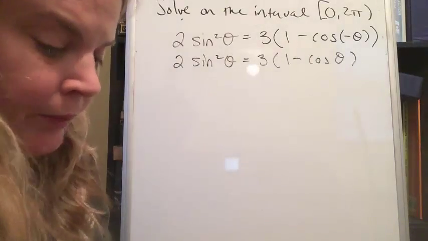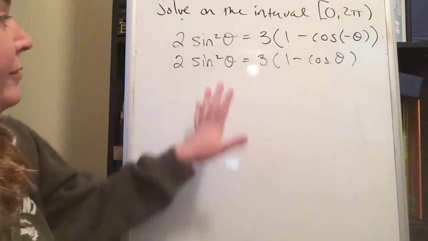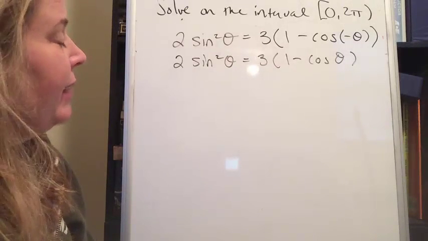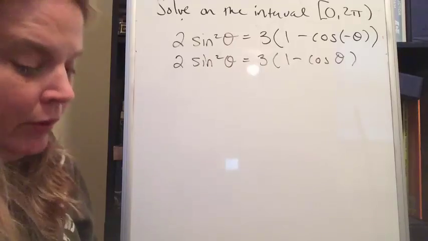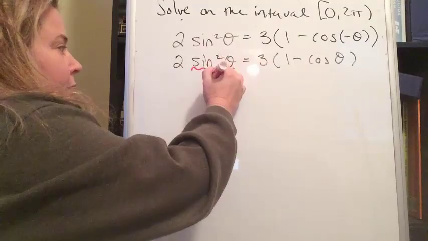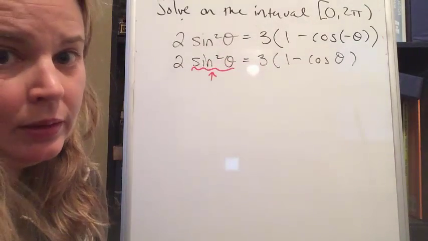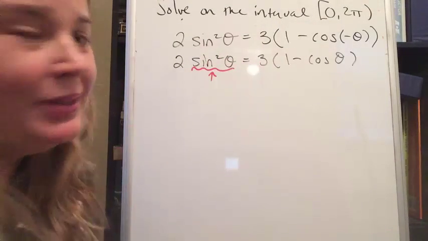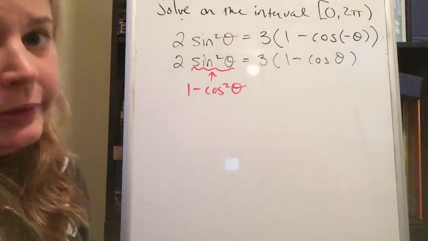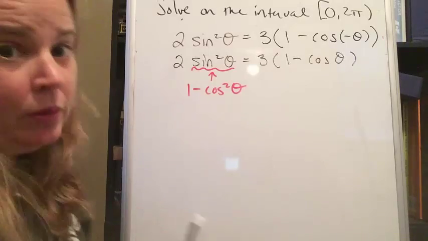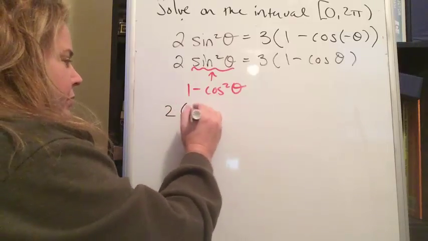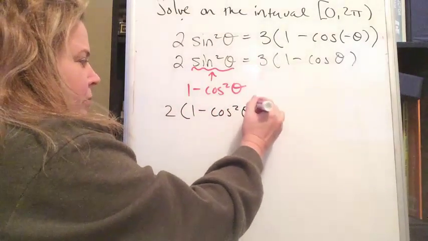Okay, so the other problem I have is that I have sines and cosines. And I want, if I can, to make everything the same, have the same trig function. So I'm going to use an identity. I've got sine squared here, so I can replace sine squared with 1 minus cosine squared. Let me rewrite it. Now there was a 2 on the outside, and I'm replacing it with the whole 1 minus cosine squared. So let me put parentheses around that, so I make sure I distribute.